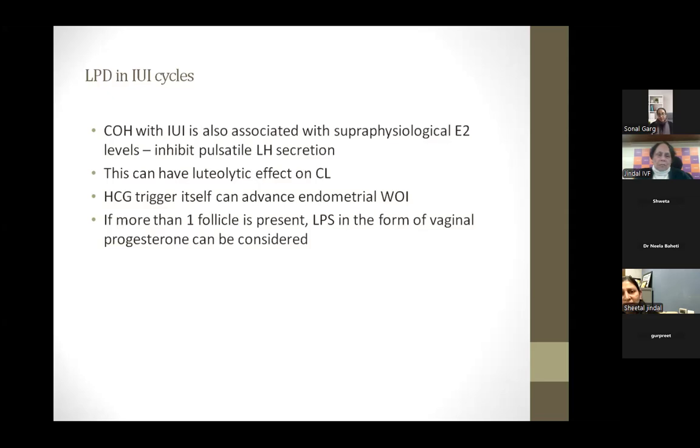Now, coming to luteal phase support in IUI cycles, COH with IUI is also associated with supraphysiological E2 levels, which inhibit the pulsatile LH secretion that is important for the formation of the corpus luteum and secretion of progesterone. These levels also have luteolytic effects on the corpus luteum. The HCG trigger itself can advance the endometrial window of implantation, although the dosages we use are lesser. So it is recommended that if we have more than one follicle, as we aim for in COH, luteal phase support in the form of vaginal progesterone can be considered.